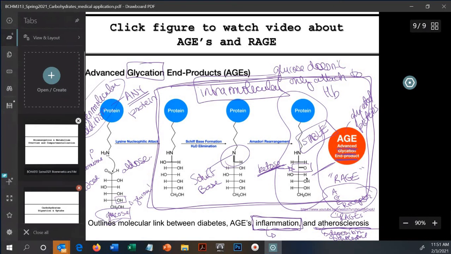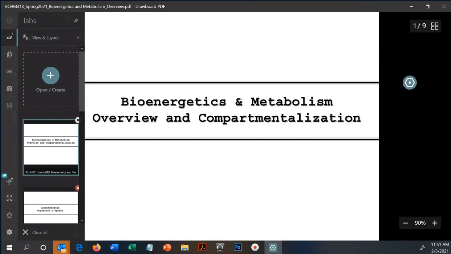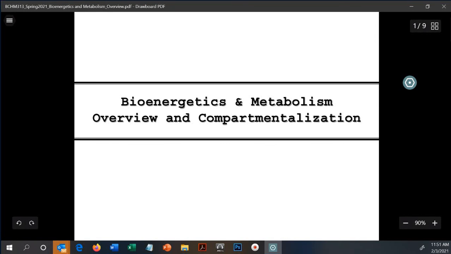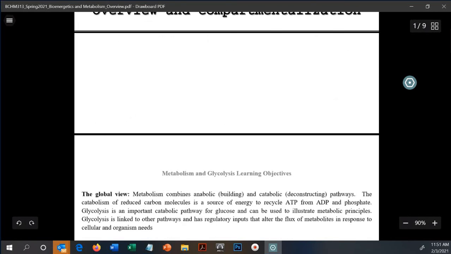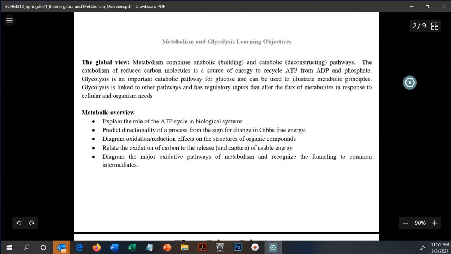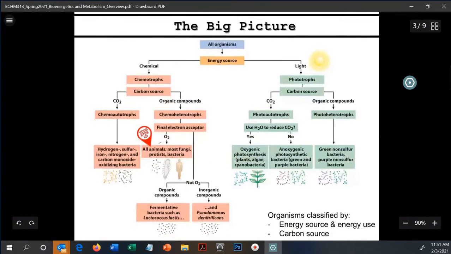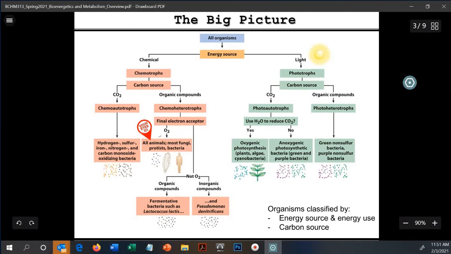Bioenergetics and metabolism, an overview and compartmentalization. So it's all about energy. Here are the learning objectives. You can read them for yourself. In the big picture, in the grand scheme of things, if we look at life, we really need the sun to have any life on this planet. Living things are classified according to where they get their energy, how they use their energy, and where they get their carbon atoms.